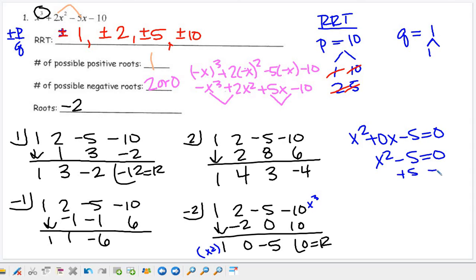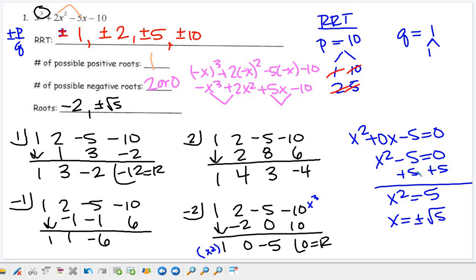So I'm going to add 5. So I have x squared is equal to 5. Square root both sides, and I get plus or minus the square root of 5. So if you notice, I have 2 negative roots, negative 2 and negative square root of 5, and 1 positive, positive square root of 5.